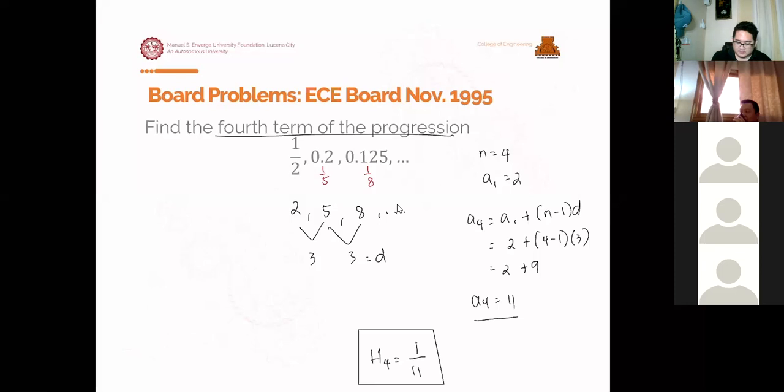Sir, ano yun? Alin? Ano po difference yun? Term. So, once na na-prove natin na in arithmetic progression yung reciprocal nila, yung same formula para sa arithmetic progression yung gagamitin natin.